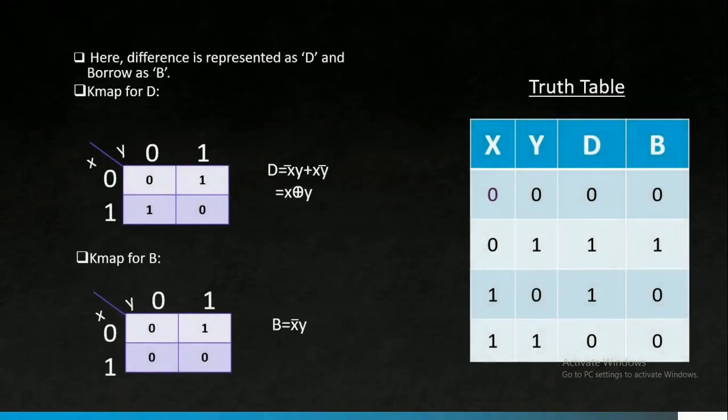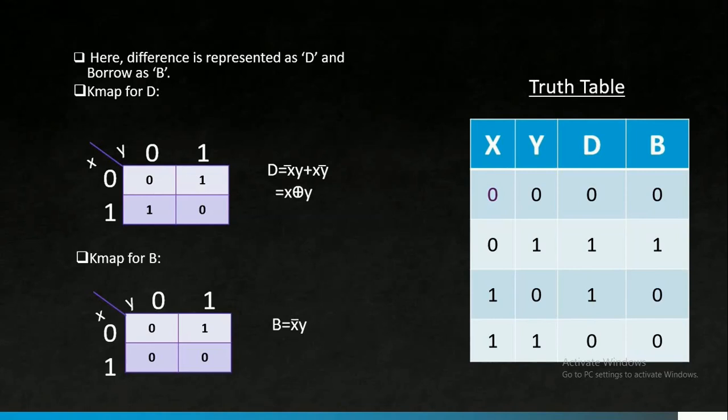So guys, here is the truth table and K-map for the half subtractor, where difference is represented as capital D and borrow is represented as capital B. In the truth table, you can see there are two inputs, x and y, with four cases. We all know that 2 to the power 2 equals 4, where 2 is n, the number of inputs. So here are four cases: 00, 01, 10 and 11, and we have to perform the basic subtraction operation on these.